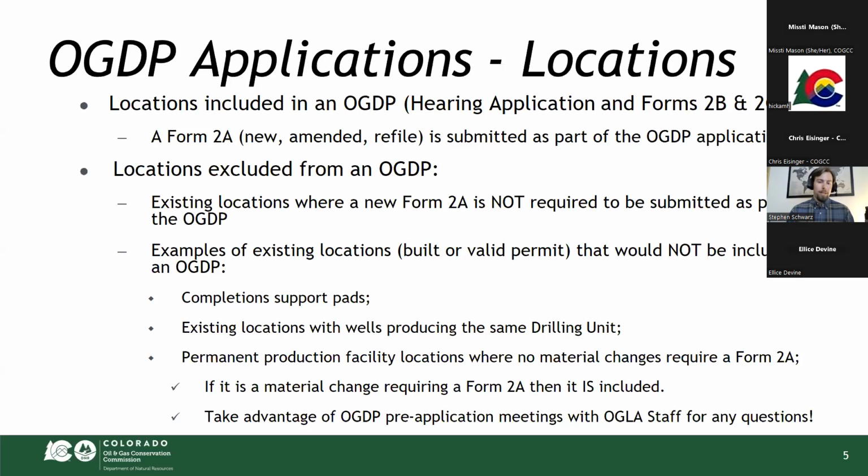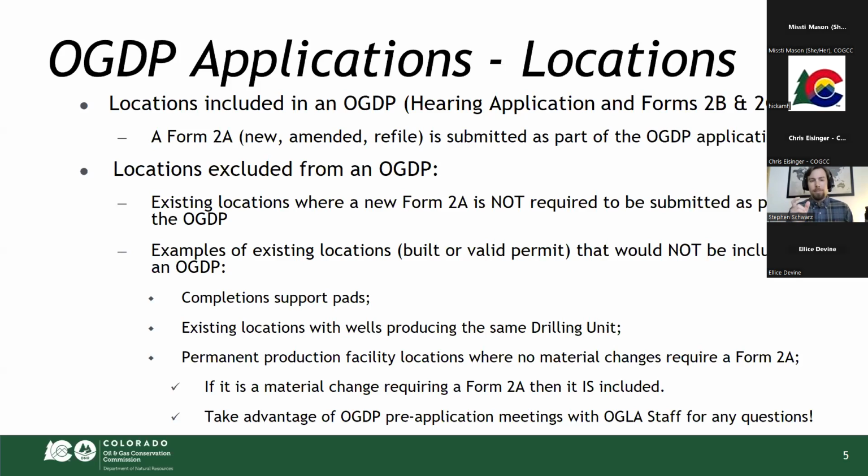Another example would be existing locations with wells producing the same drilling unit. In the past, we were requiring these to be administratively brought in. We will no longer be requesting that. And finally, permanent production facility locations where no material changes require a Form 2A. In the past, if these were existing facilities, we were having them be brought in. We will no longer be asking that.